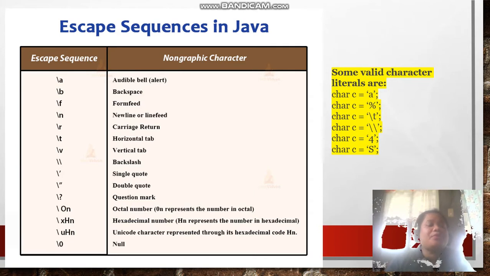We are already familiar with the \n. This is a new line. We already used that in our program. On the right side we have some valid character literals. We have char c equals 'a' enclosed in single quotes and a semicolon. Then char c with a single quoted percent sign, then char c equals '\t', char c equals '\\', char c equals '4', and char c equals 's', or even in uppercase. These are all valid character literals.